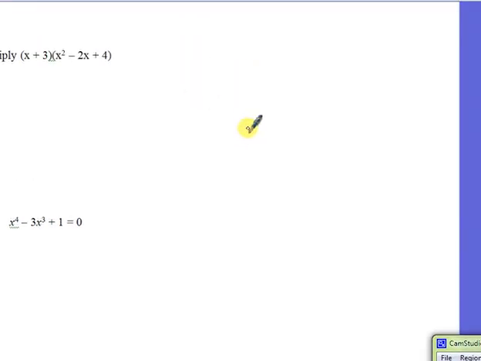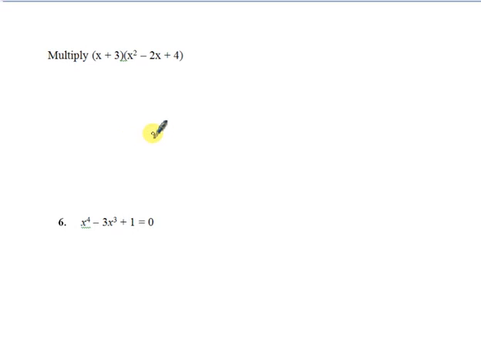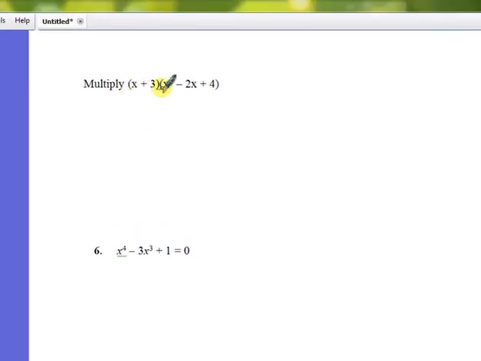Hi there, in this video we're going to review polynomials, and there are a lot of layers to that. So we're going to start with multiplying polynomials together. This is question number 4 from your review.